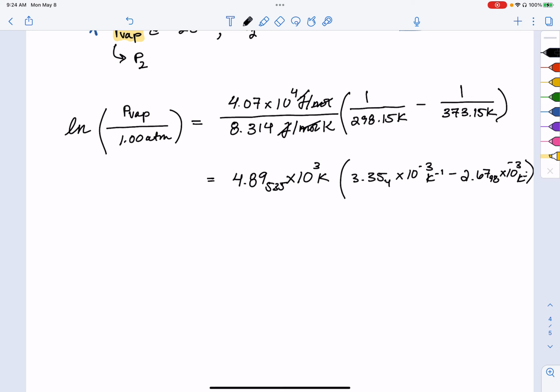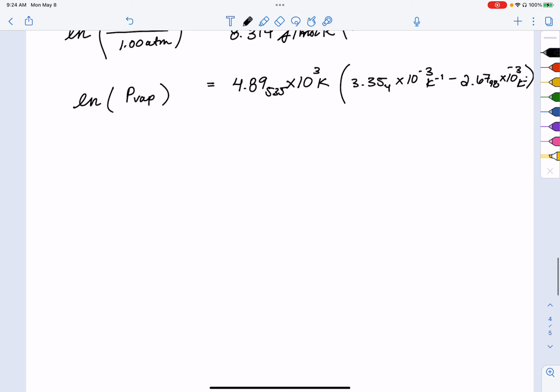Okay, this is equal to the natural log of P vape. And you know what? That P vape is over 1, right? Like, I am lazy. We're chemists. Anything over 1 is itself, so why carry that 1 through? All right, let's keep going, tackling this mighty beast. So I have what this constant is out front.